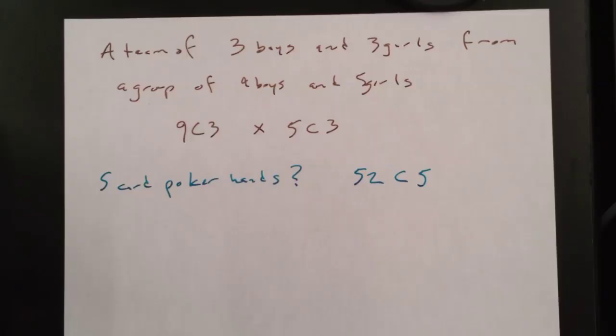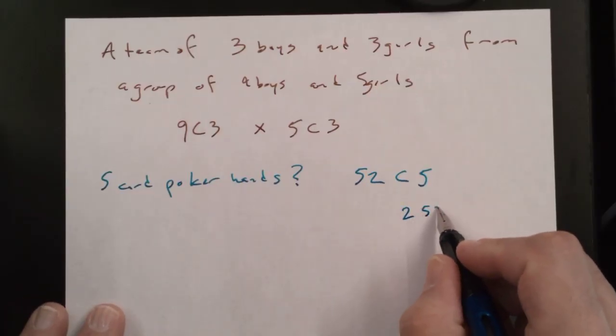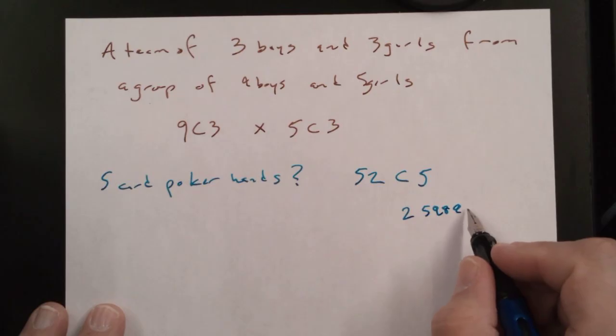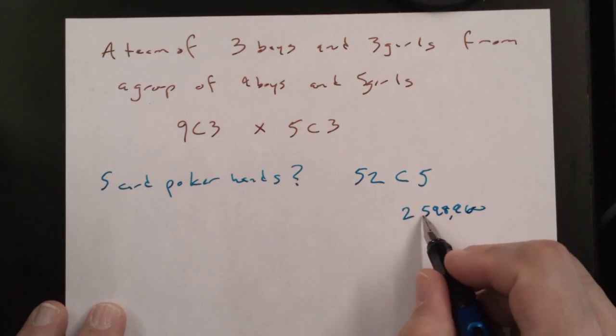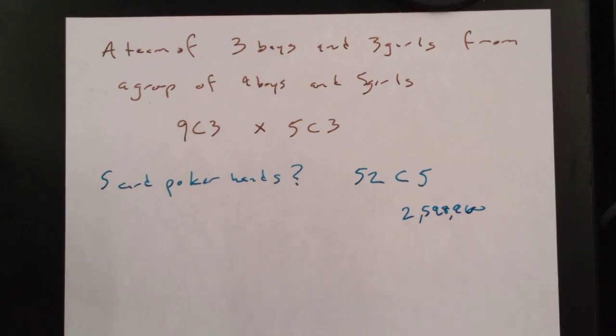That's a huge number. 2,598,960. 2.6 million different poker hands. If you play cards, if you play poker in specific, that should be a number you never forget. Because all of the things you want to think about are based around that many options. So now you start asking, how many ways can I get a certain hand?